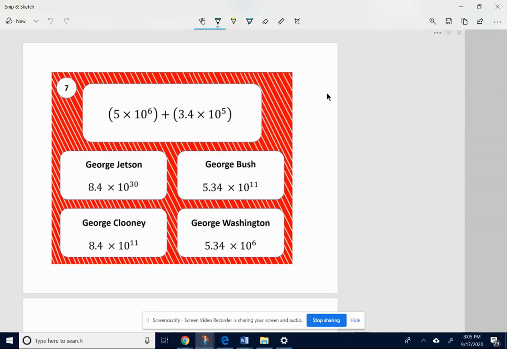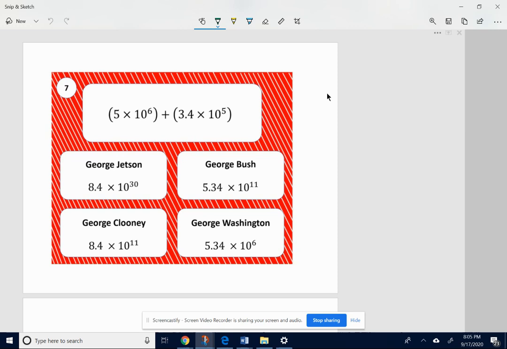Okay, let's look at number 7 from your Mad Libs, because this problem was missed by lots and lots of people. This video will be using the shortcut, and I'll do another video of just doing it the longer way, which may make sense to some of you. So the shortcut: we're adding 5 times 10 to the 6th plus 3.4 times 10 to the 5th.